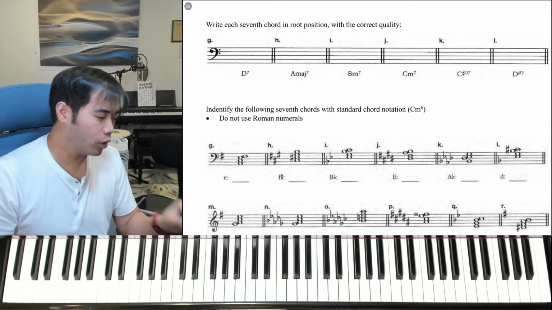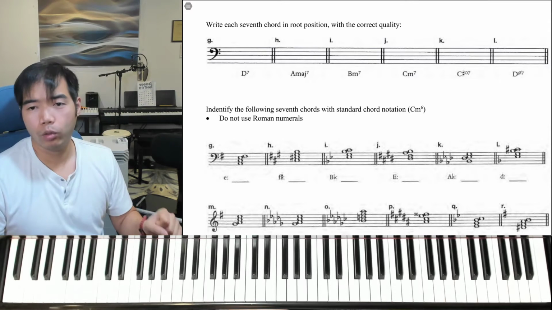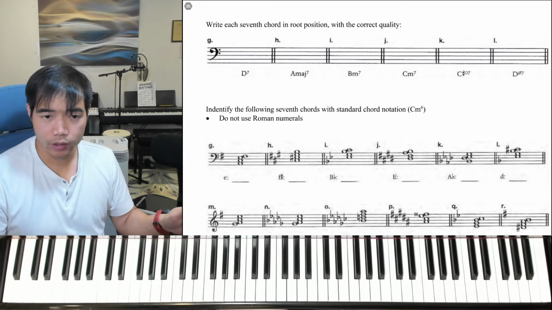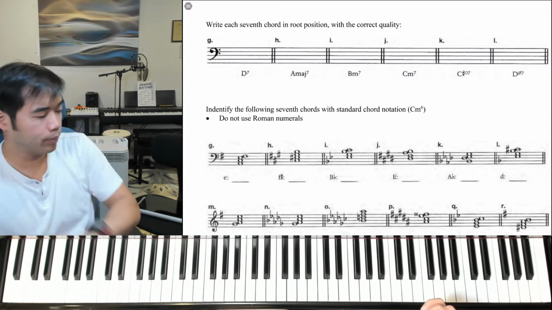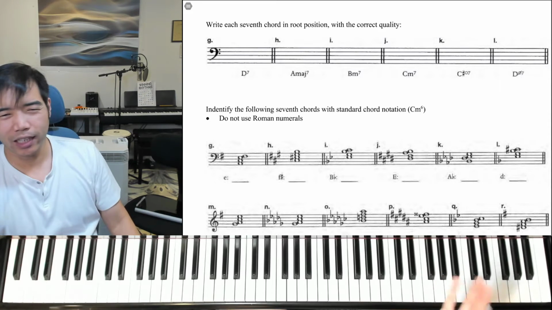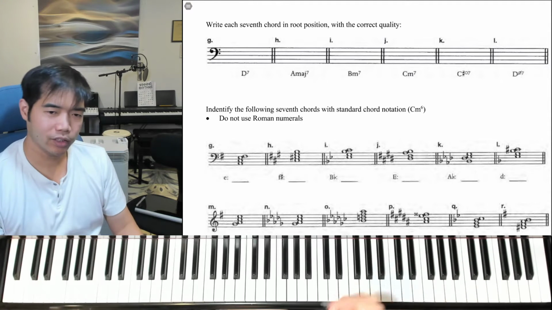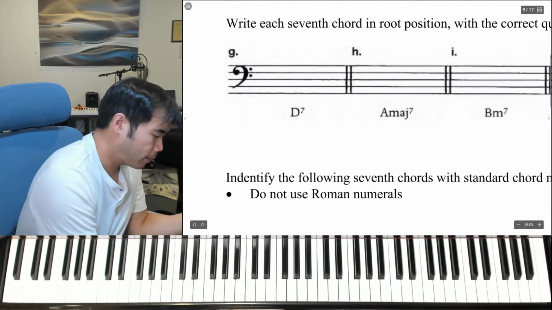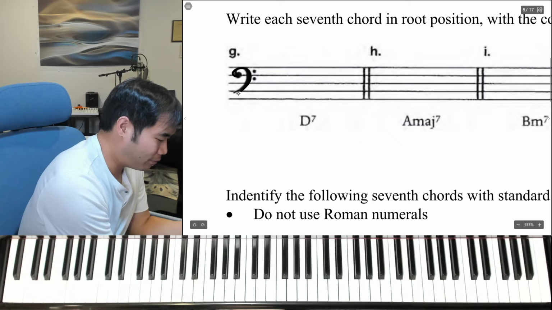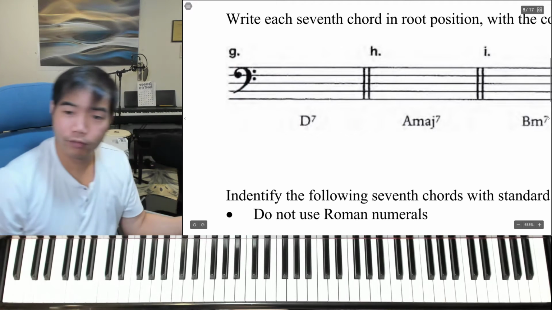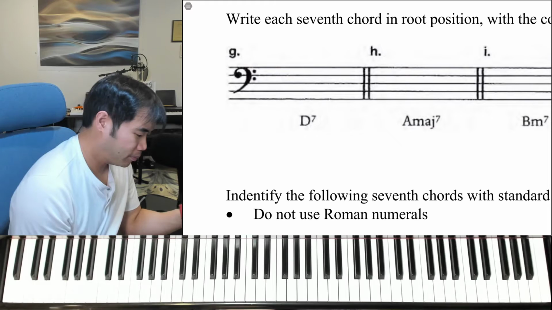Write each 7th chord in root position with the correct quality. So root position, which means the root's going to be in the bass, the lowest position, and the quality means the type. Make sure it's major, or major minor, or a minor 7, that sort of thing. Note that we are in bass clef here, so watch out. Bass clef is in the house.